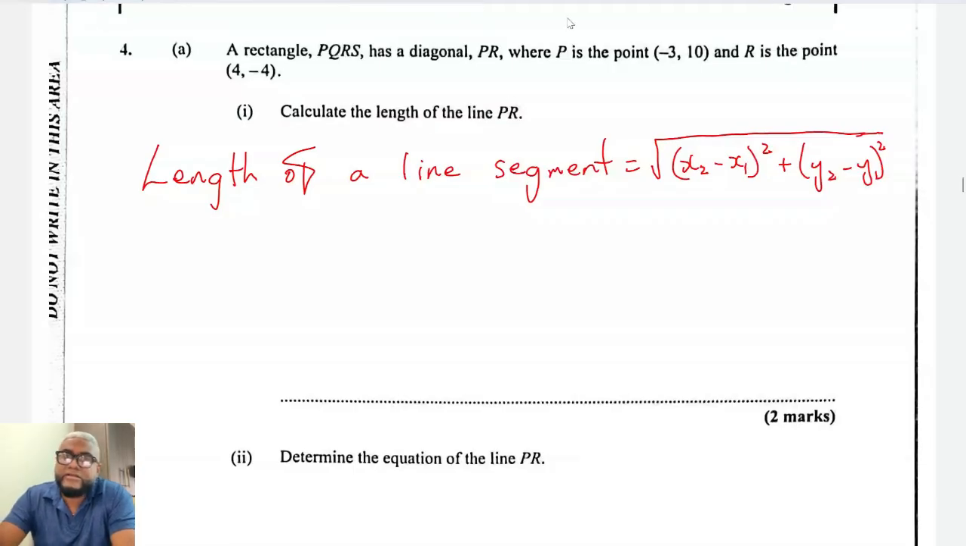So let me write a little x1 and y1 above here. So this is x1, this is y1. Everybody agrees? And this here I write underneath. This is x2, this is y2. Come on, let's work.